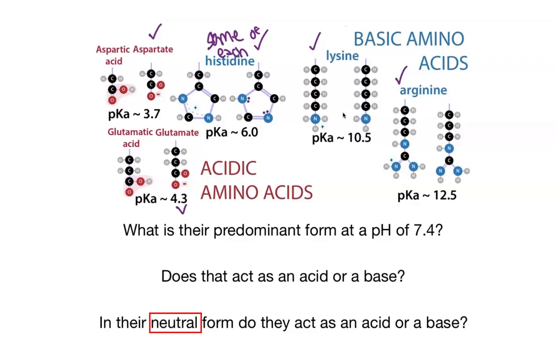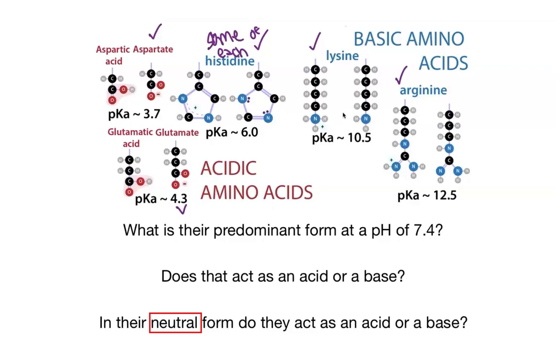And for the basic amino acids in their neutral form, well, that's the deprotonated state. And so they're also going to act as a base in the deprotonated state, which is their neutral state. But in the case of our acidic amino acids, well, in their neutral state, they're going to be protonated. So unlike those otherwise, when these are protonated, they're neutral.